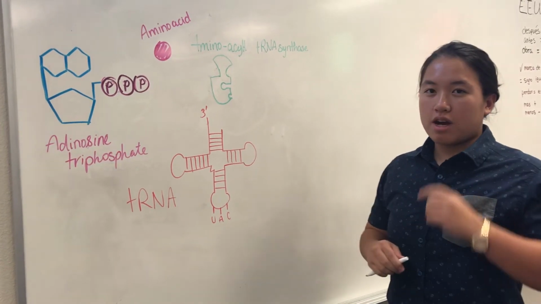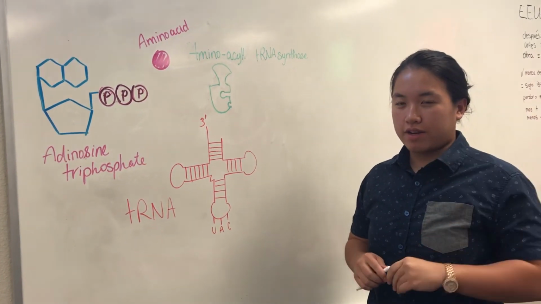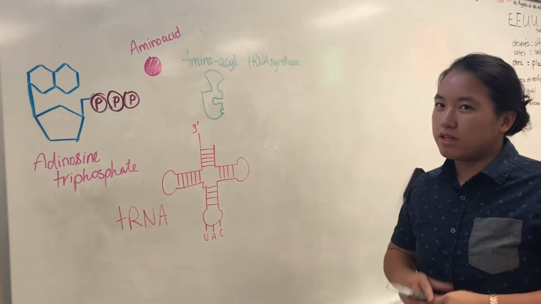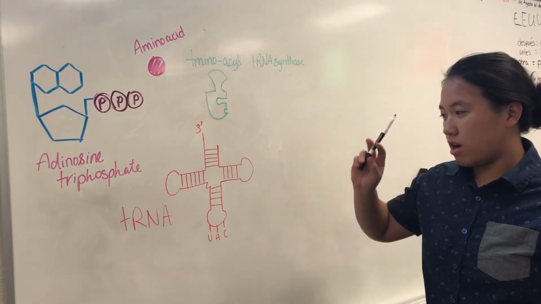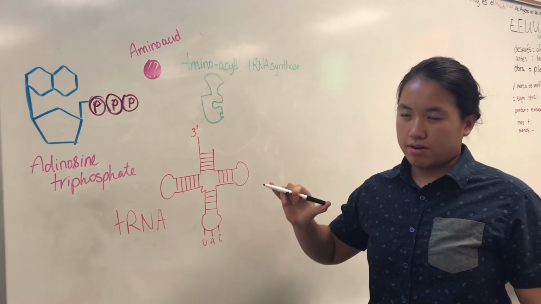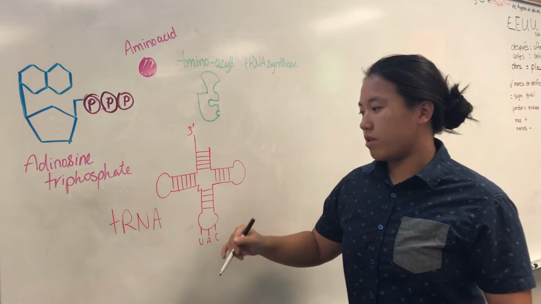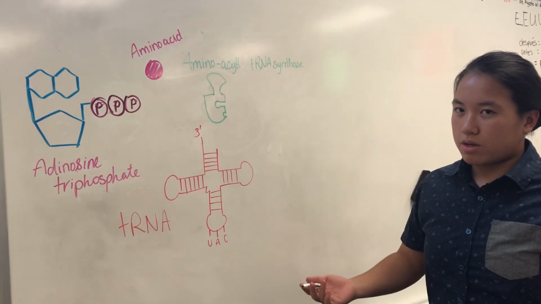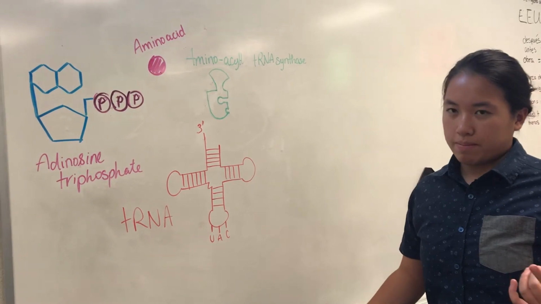So this is tRNA activation. In order for translation to happen, you need tRNA. What is tRNA? tRNA is a transfer molecule. It transfers the amino acids into the ribosomes so that you can have the polypeptide chain.